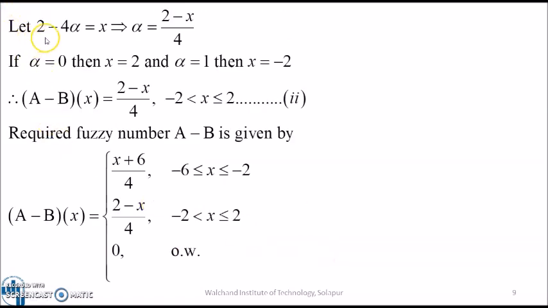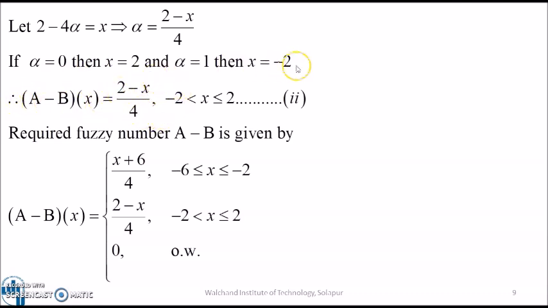The next endpoint is 2 minus 4 alpha, equating it to x. Again, obtaining alpha in terms of x, we get alpha is equal to 2 minus x divided by 4. This will be the next step for the membership function of A minus B. To find out the range again, let me substitute alpha equal to 0 here. If you put alpha 0, we will get the value of x as 2. And again, substituting the value of alpha as 1 here, we get 2 minus 4, that is x equal to minus 2. Therefore, the next step for the membership function of A minus B is 2 minus x upon 4.